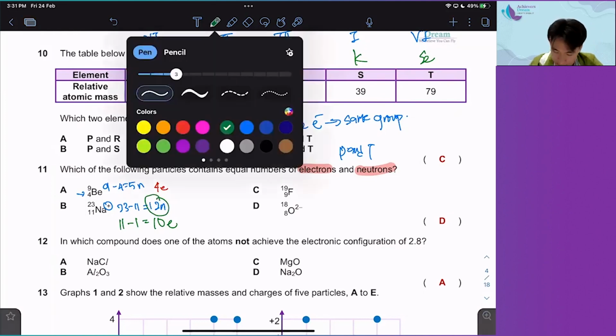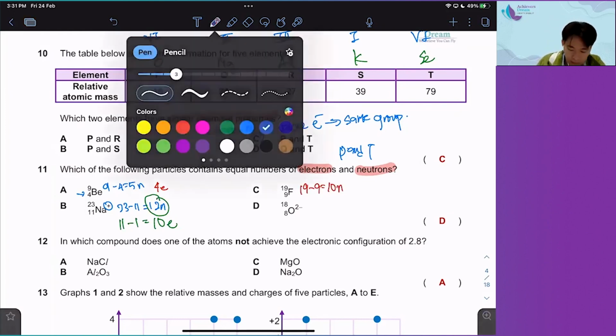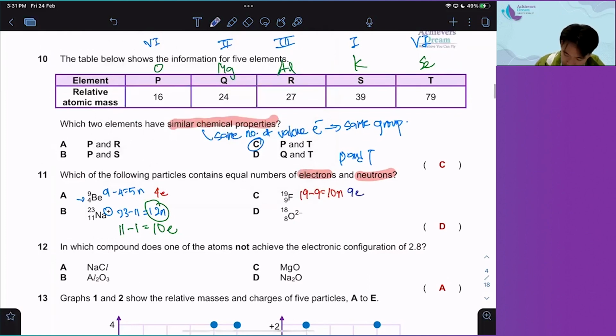Now, let's look at C, fluorine. So fluorine will have 19 minus 9 equals 10 neutrons, and it will have equal number of protons and electrons since it's not a charged particle. So you have 9 electrons.